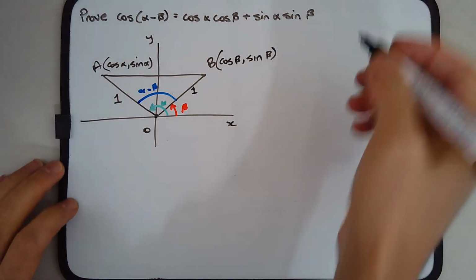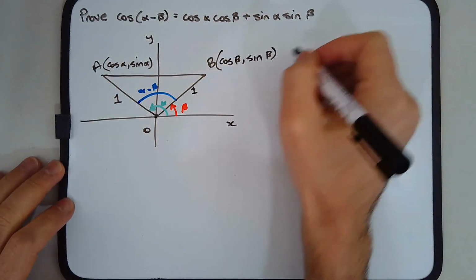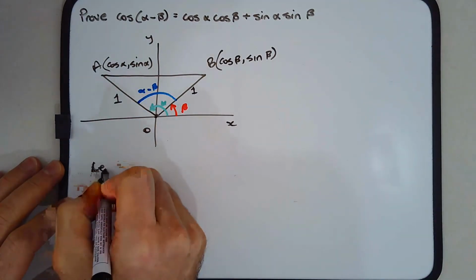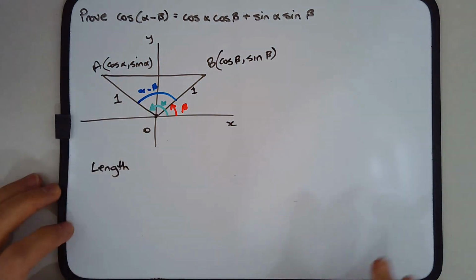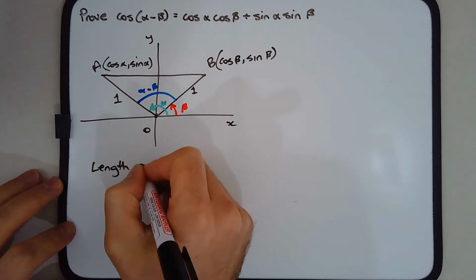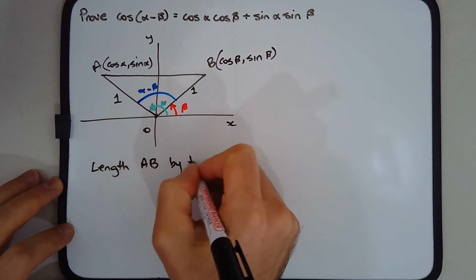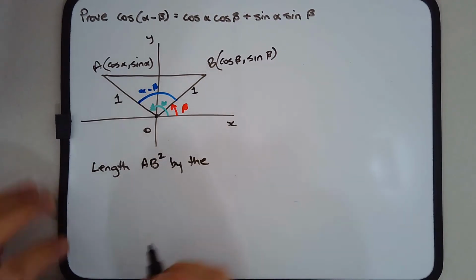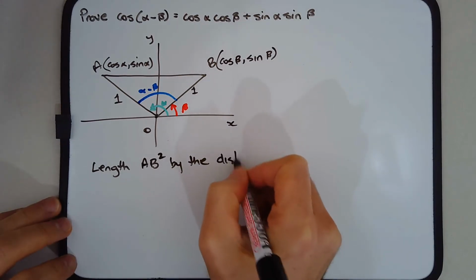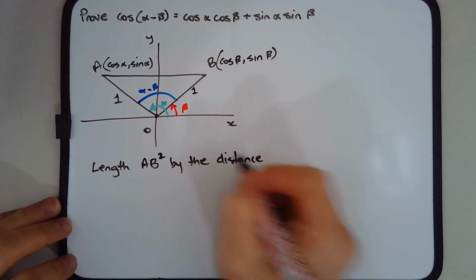So let's start this off. By the distance formula, length AB, I may have to use the other side of the board, I'm probably not going to be able to squeeze it all in here. So length AB, well, let's say AB squared in fact, by the distance formula, because I'm not going to use the square root here just for simplicity.